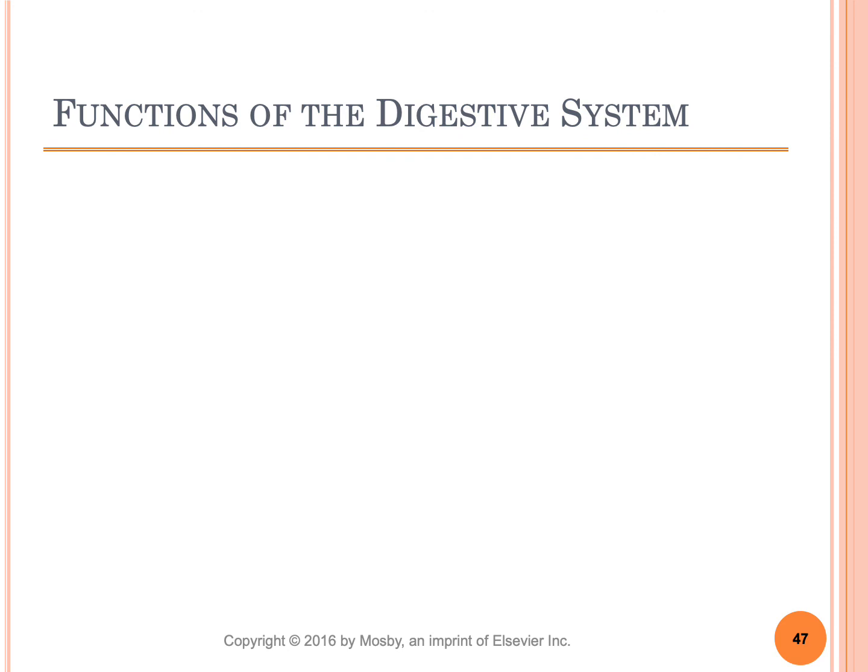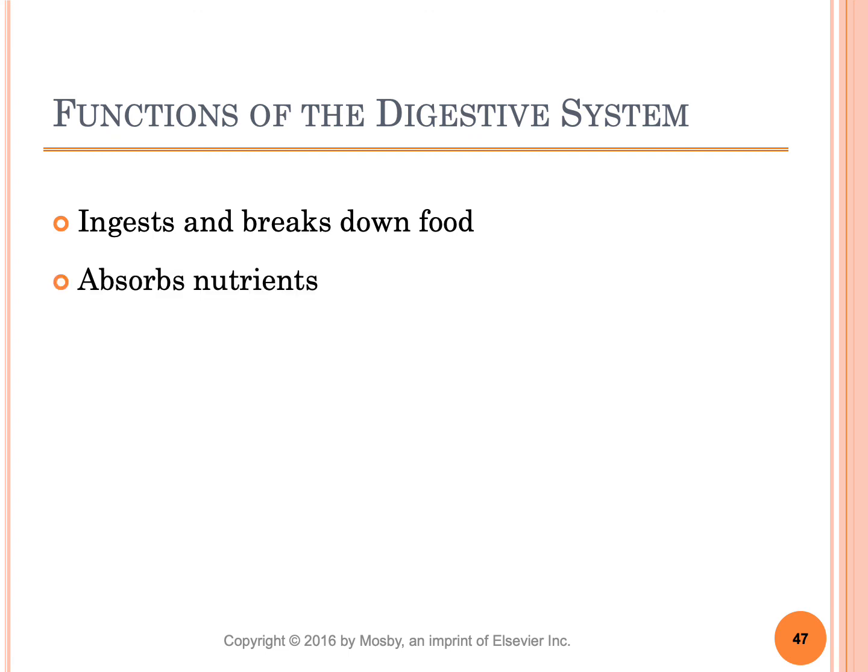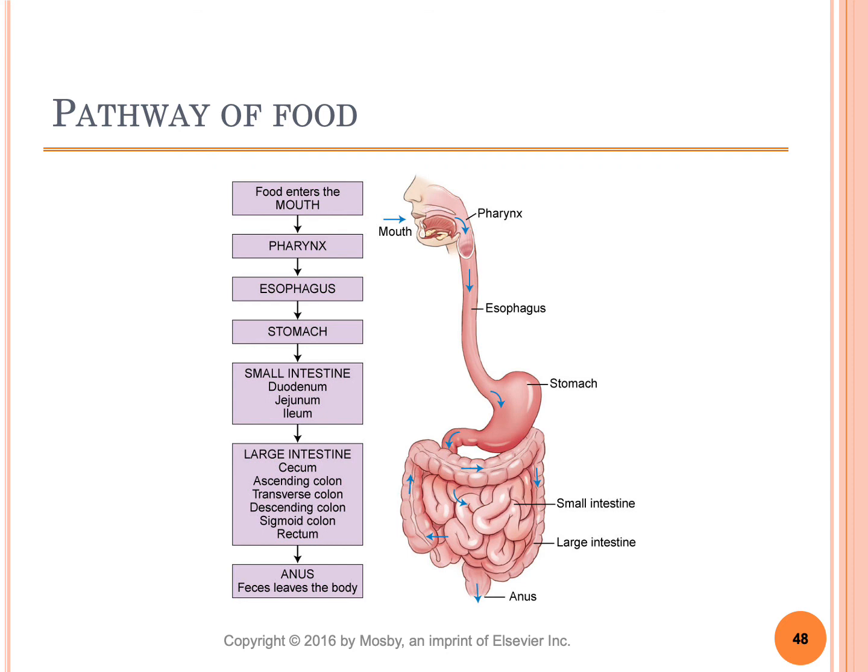So, in summary, functions of the digestive system include ingesting and breaking down food, absorbing nutrients predominantly in the small intestine, eliminating waste through the large intestine and then out through the anus. And then here's just a look at the pathway of food.